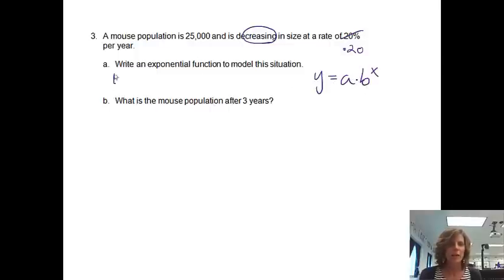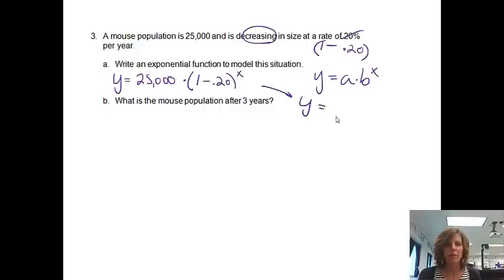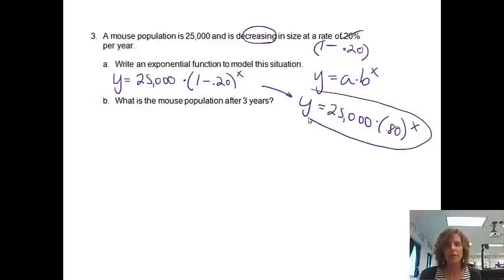And in this case, we'll have y equals A, which is my starting amount. We started with 25,000 mice. And then my growth rate, this time before, to get a number bigger than 1, we did 1 plus the rate. This time we're going to do 1 minus the rate. So we're going to do 1 minus 0.20 raised to the x power. And I'm going to rewrite that. We'll have y equals 25,000 times 1 minus 0.20, which is 0.80, to the x power. So this is my formula. Instead of adding 1, we do the subtracting 1.